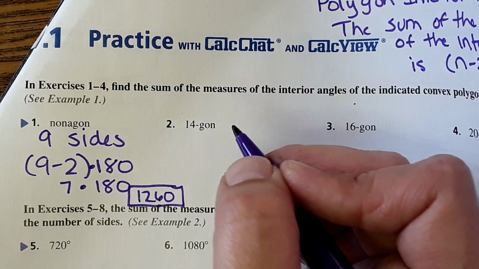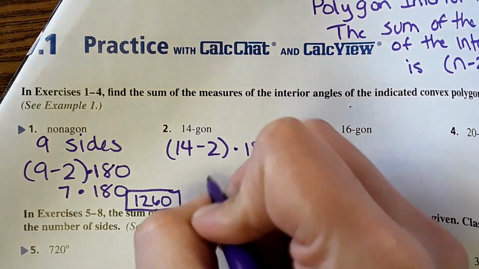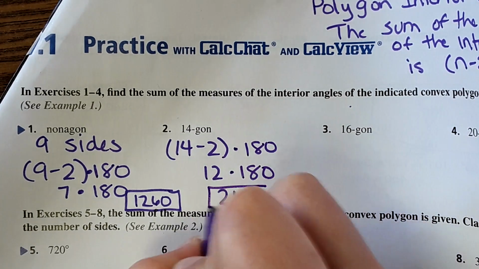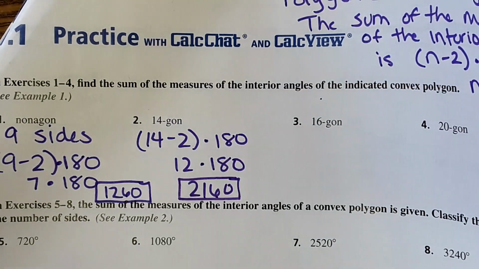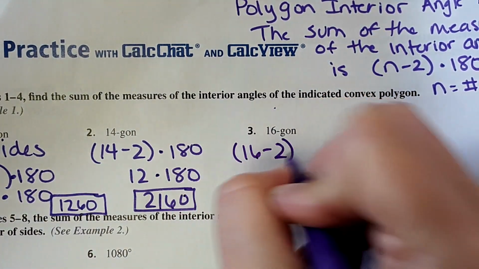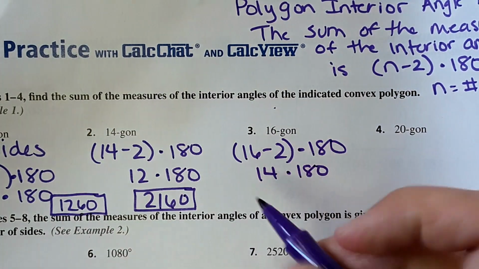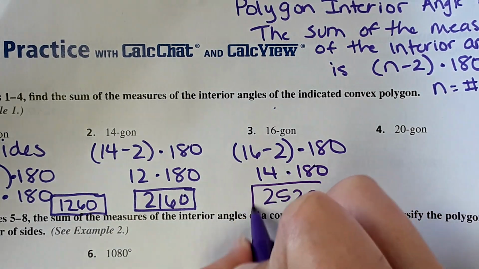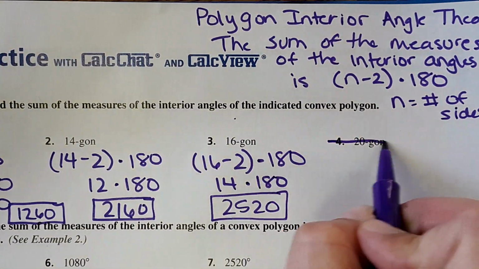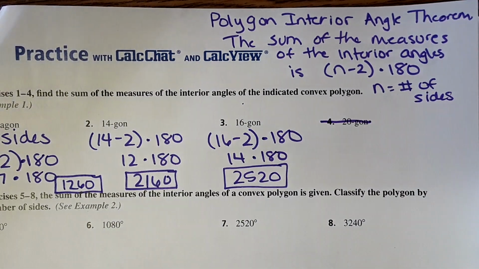Okay, now we repeat. A 14-gon has 14 sides, so it would be 14 minus 2 times 180. And so on. Number 3, again, same process. And then we'll just cross out number 4. It's the same thing over and over. Okay, so that's how you do that type of problem.